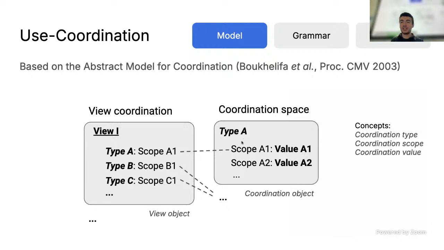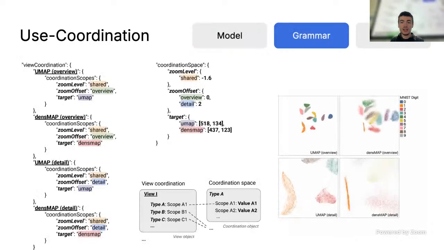So if your application has two separate zoom level values, then those can be linked to two different sets of views, for example. And this is a more concrete example. We see here these 4 scatter plots where all 4 have the same zoom level, but the top row is the overview, has this overview offset value of 0, so these are zoomed out, while the bottom row of detail scatter plots has this zoom offset of 2, which makes them more zoomed in.